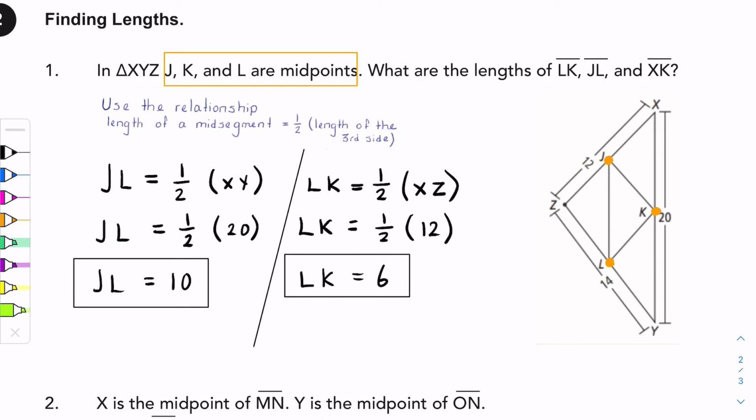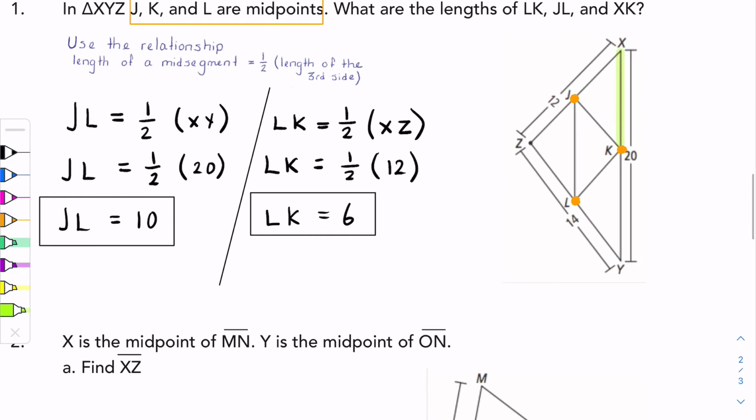And the last segment we're looking for is XK. XK is this segment here. So this is not using the midsegment theorem. XK is going to require you to use previous theorems about midpoints, which indicate if a midpoint is a point on a line, it divides the line into two congruent segments. So if the total segment length of XY is 20 and you have a midpoint, half of that line is 10.